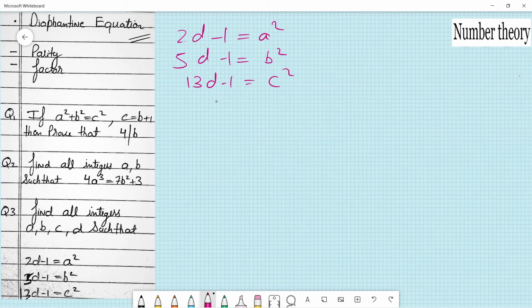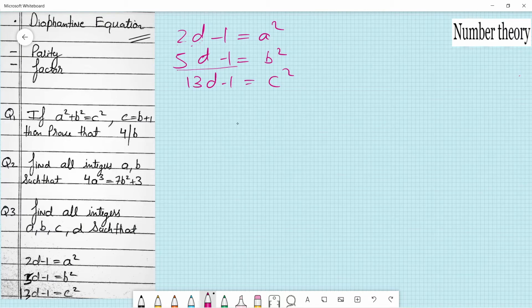Okay, I can think of d equals 2. So this will give us 5 into 2 minus 1, which is 9. This is a square. But will d equals 2 also work here? d equals 2 gives 4 minus 1, 3, which is not a perfect square. So d equals 2 doesn't work. Okay, so instead of using hit and trial, let's solve this problem properly.